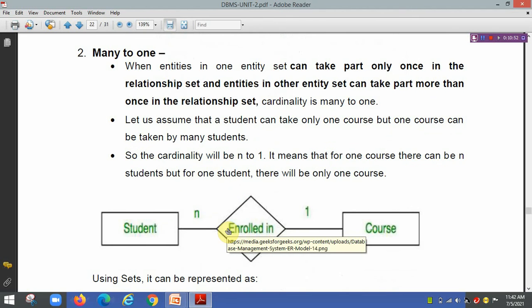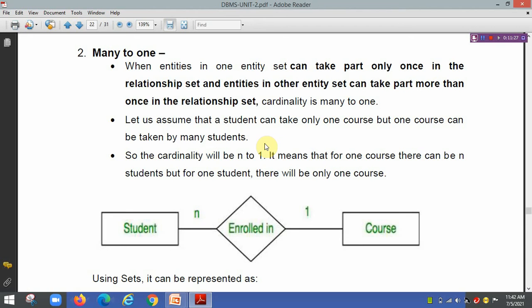Next is many-to-one. When entities in one entity set can take part only once in the relationship set and entities in the other entity set can take part more than once in the relationship set, the cardinality is many-to-one. Let us assume students can take only one course, but one course can be taken by many students. One student can only take one course.